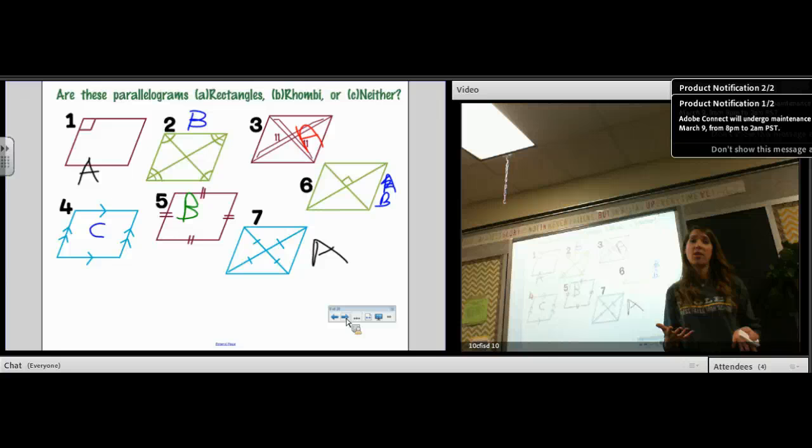Very good. So, the diagonals being perpendicular, that makes it a rhombus. The diagonals being congruent, that makes it a rectangle. If it's a rectangle and it's a rhombus, then what is it? A square. If it's a rectangle and a rhombus, it's a square. This was on last night's homework. So it is fair, because it was on last night's homework.